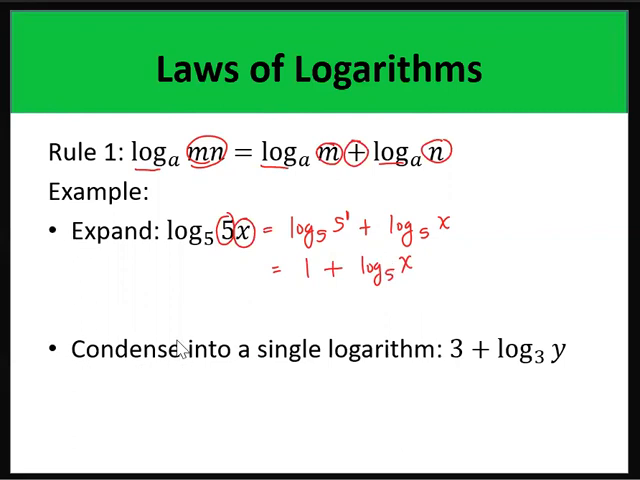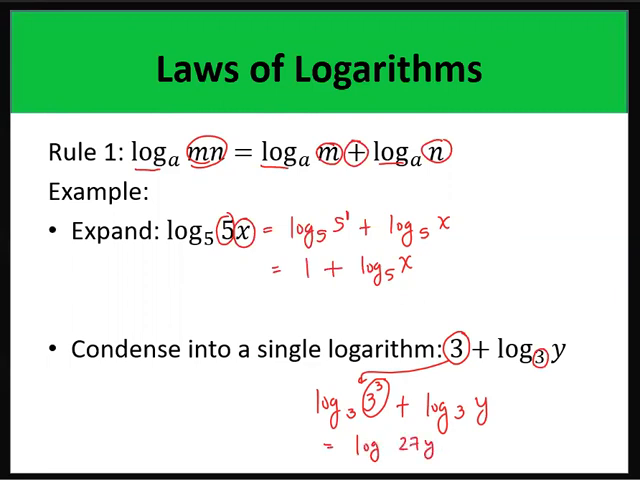Now for the second bullet, let's condense this into a single logarithm. The constant 3 must be written in terms of logarithm of base 3. So 3 can be written as the logarithm of 3 raised to 3 to the base 3, plus the logarithm of y to the base 3. Now 3 raised to 3 is 27, and since we have the sum of two logarithms, this can be combined as the logarithm of 27y to the base 3.